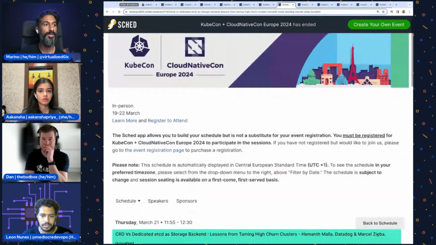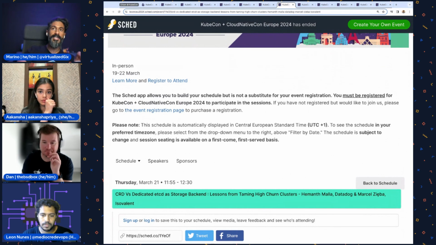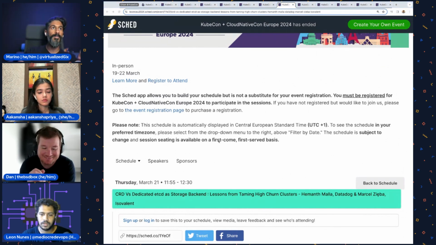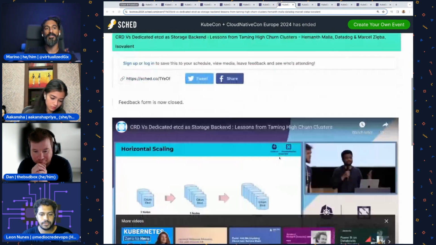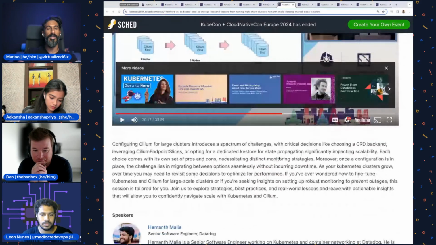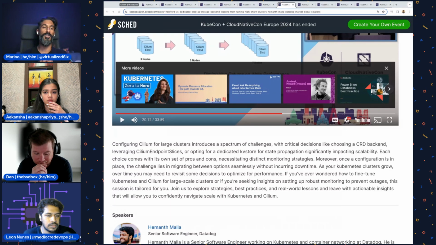Next session, what's this one about? Oh, so this one is interesting because this is actually a scale situation. This session was about whether they wanted to use CRDs versus a dedicated etcd as a storage backend. And this is because Datadog and Isovalent came to a conclusion that there's immense scale when you're operating clusters. Like we're not talking about 2-3 clusters. We're talking about hundreds of clusters, thousands of workloads, and being able to keep track of them can become very challenging, especially when we have to think about eventual consistency.